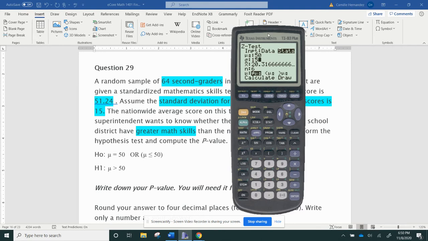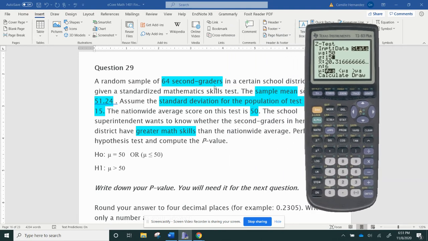And where am I getting all this? I'm just getting it from the problem. It's everything I highlighted in blue. The sample mean is 51.24. And then the sample size was 64. Okay, and then my alternative hypothesis is it's greater than. So I do this, hit enter. Okay, and then I'm going to do calculate.